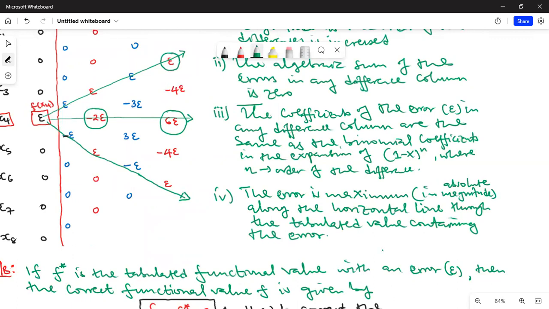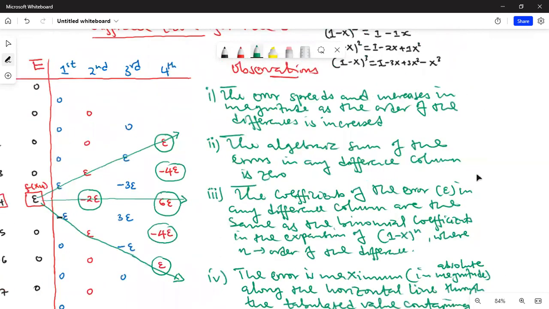That's where we have negative. That's where we have 14. Then it propagates. Now you see the next one is negative 4 epsilon, followed by 6 epsilon, followed by negative 4 epsilon, followed by epsilon. That is when you are in the fourth order column. You can see it was in the fourth order column.